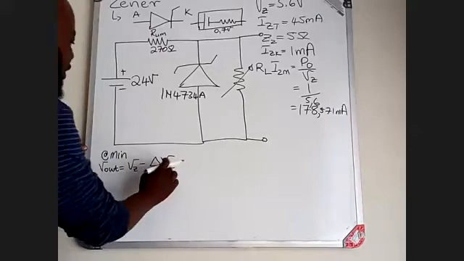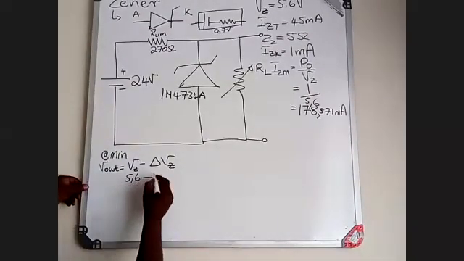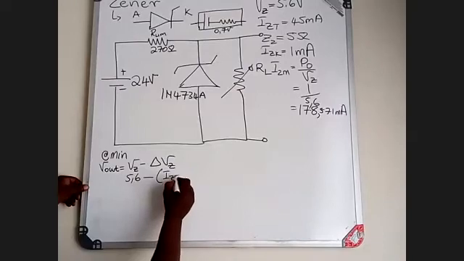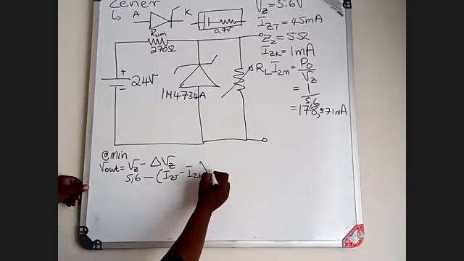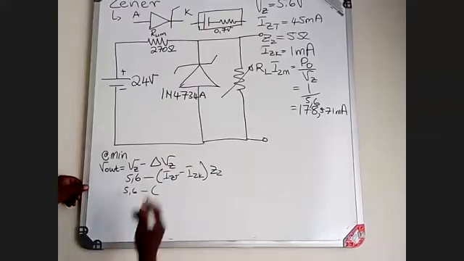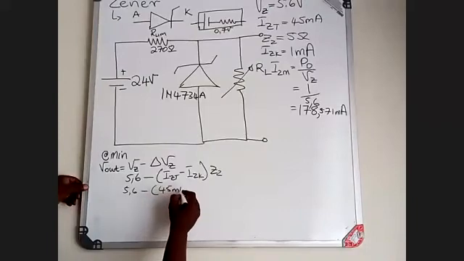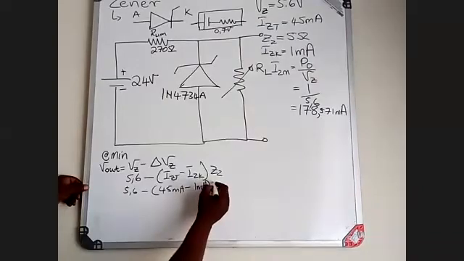Where your V of Z, here you know that your voltage is 5.6 volts, minus what is your change in voltage? Your change in voltage is your IZT minus your IZK, multiplied by your ZZ. So 5.6 minus, what is your IZT? Your IZT test is 45 milliamps minus 1 milliamp, multiplied by 5.